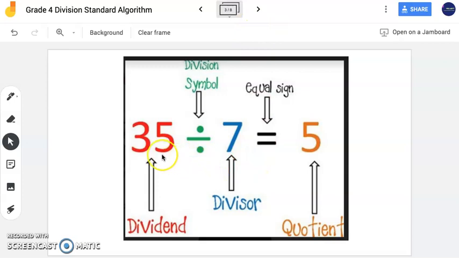Now, as a reminder, in this problem here, 35 divided by 7 equals 5. 35 is my dividend. Here is my division symbol. 7 is labeled as my divisor. We have our equal sign, and 5 is known as our quotient or answer to the division problem.